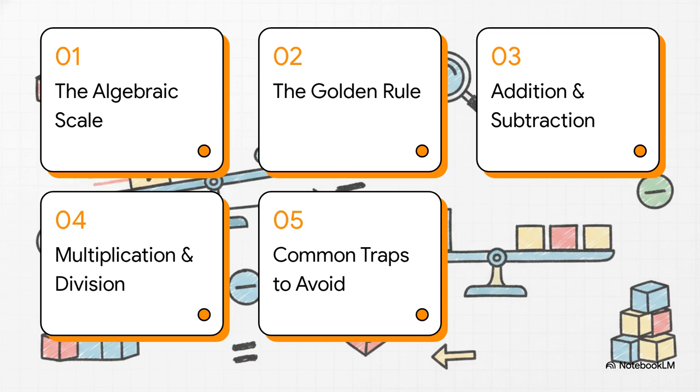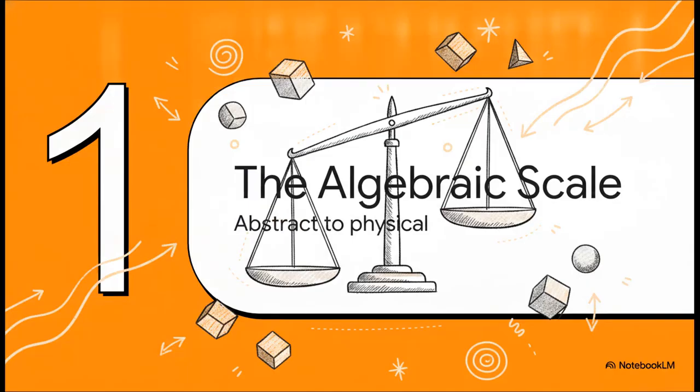Here is our blueprint for the balancing act today. We'll be going over the secret of the algebraic scale, the golden rule of solving, addition and subtraction equations, multiplication and division equations, and finally, we'll expose some common traps to avoid. All right, Section 1, the secret of the algebraic scale.